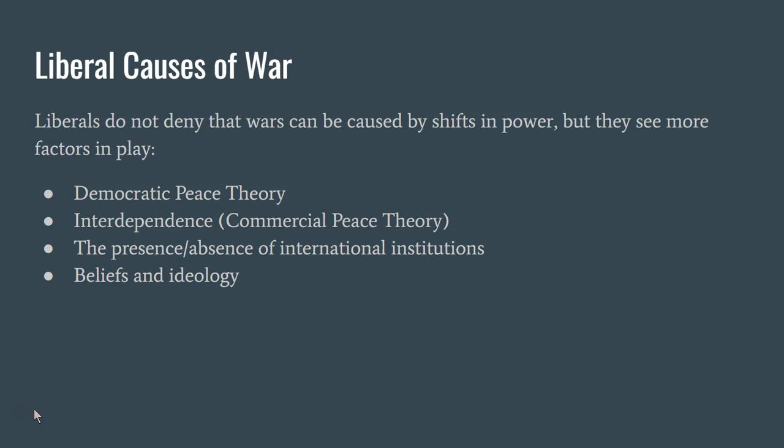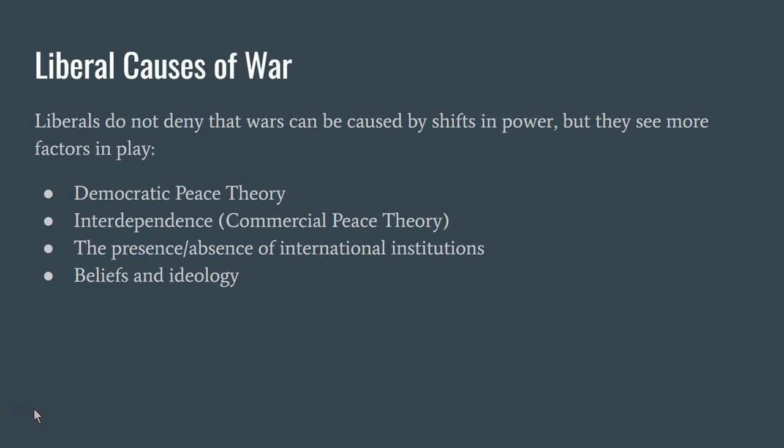Let's move on to our liberals. Liberals do not deny that wars can be caused by shifts in power. So it's not that they're positing an alternate explanation, but they do see more factors in play. It's more complicated than just rising powers and declining powers. In particular, which factors do they see in play?